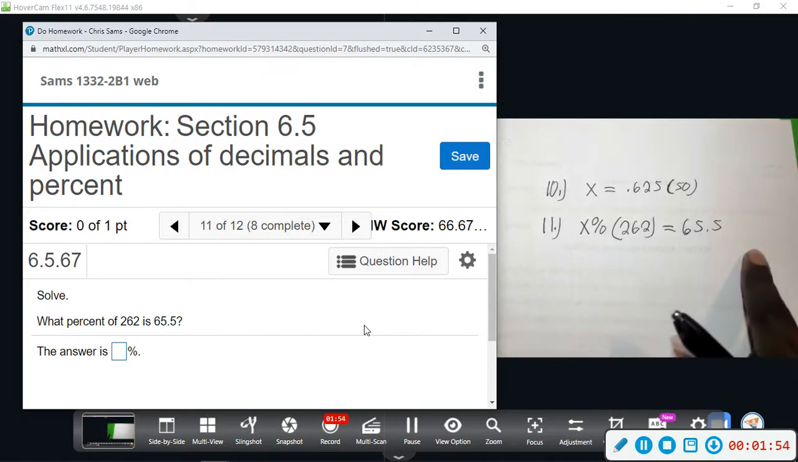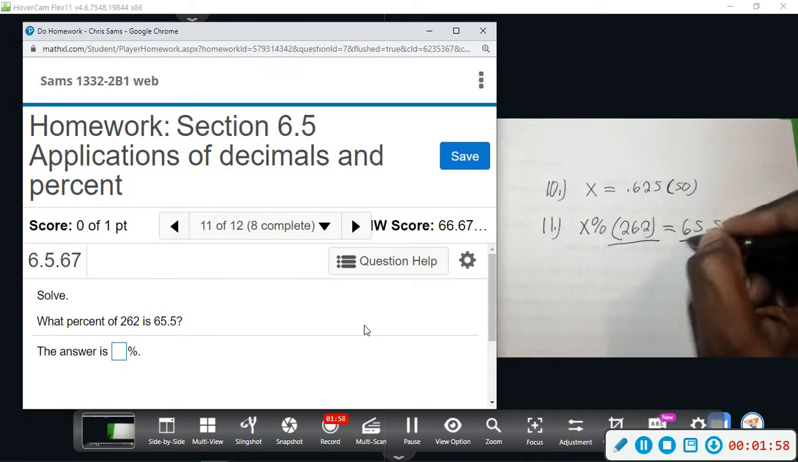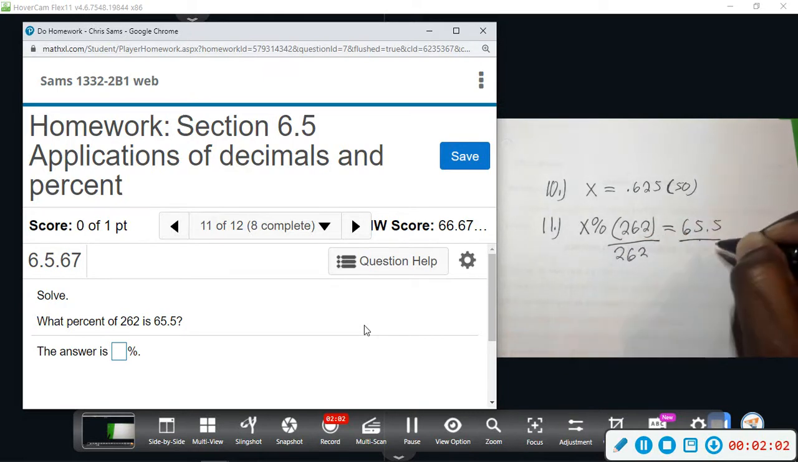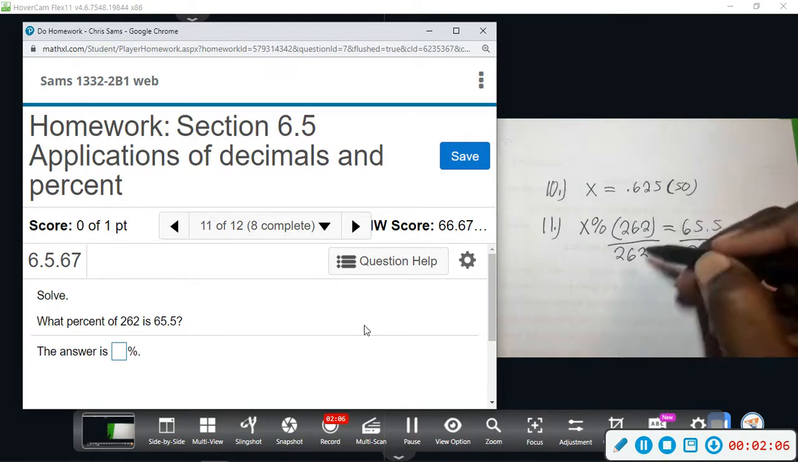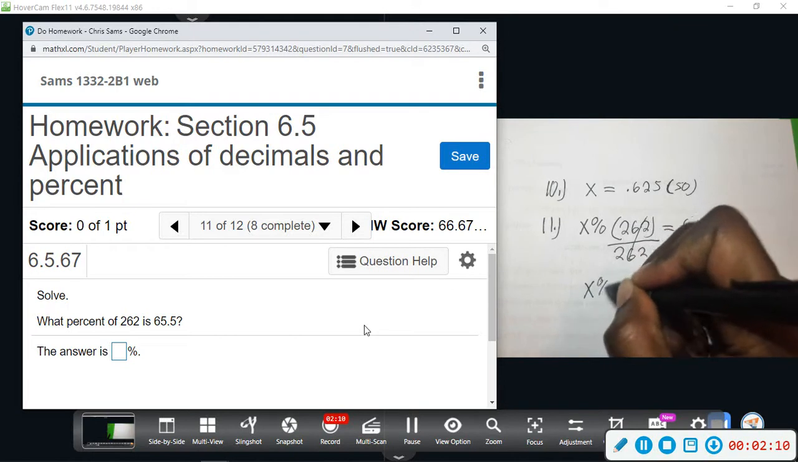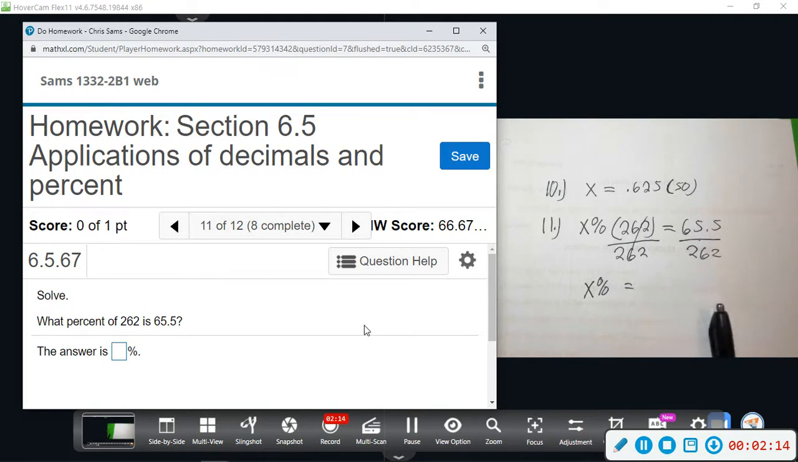All right. To figure out this percentage, instead of multiplying, because I don't know what this is, I have to divide to move that off. So we're going to divide both sides of the equal sign by 262. All right, so this will divide to be 1, and so that leaves me with X percent is whatever this is. Now, understand this. This number is going to be a decimal. It's going to give you the decimal number. You have to convert that decimal to a percentage.